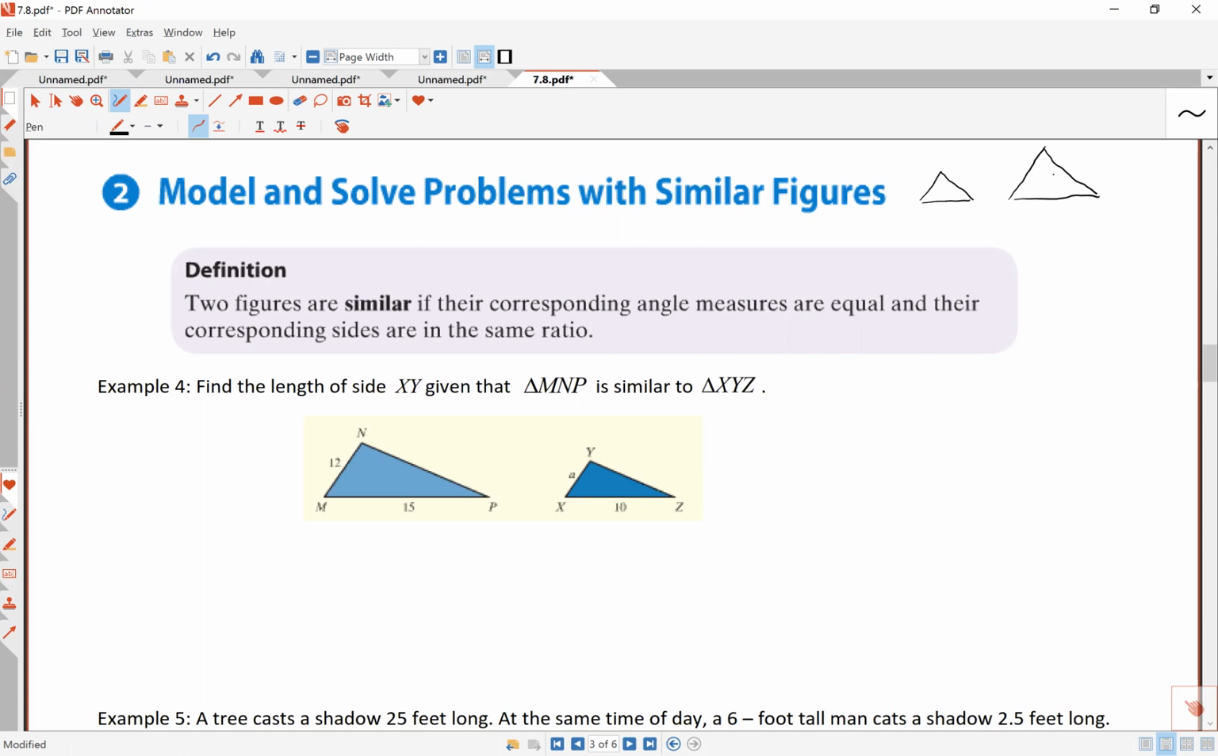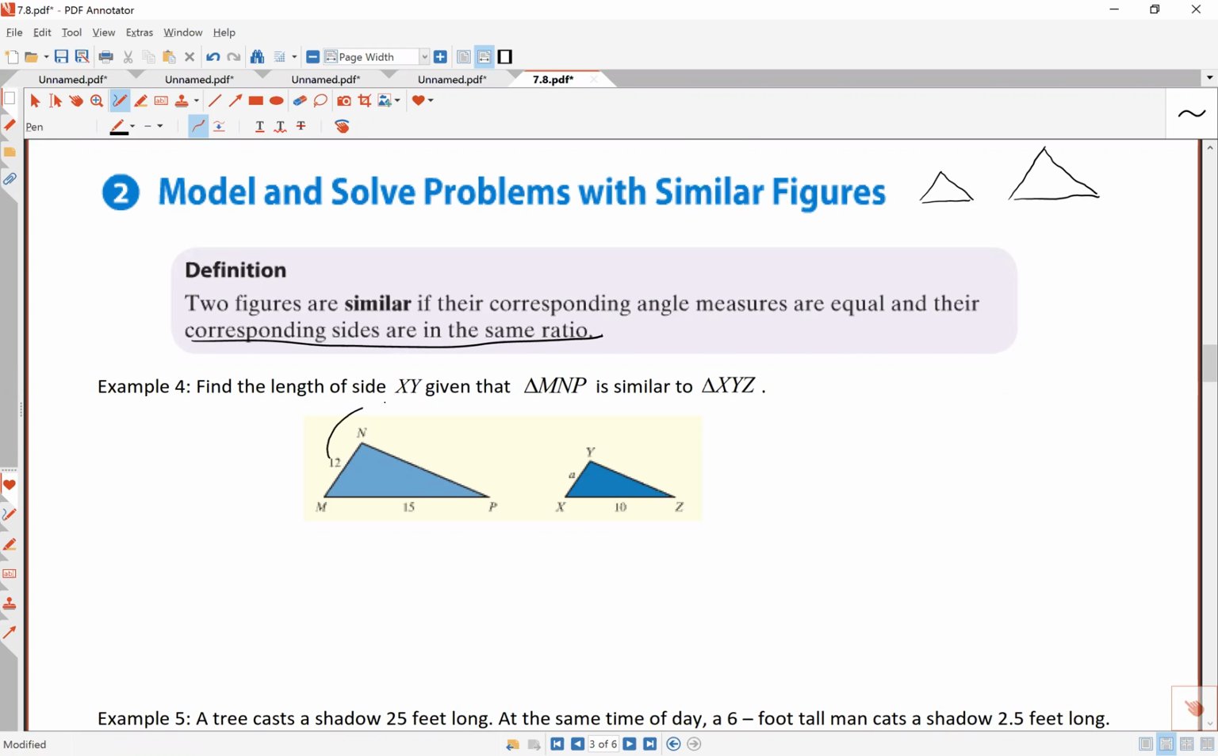So for example, we have a triangle whose side length MN is 12 and side length MP is 15. The smaller version of it, XY, has an unknown length A and XZ has length 10. We can see that triangle XYZ is smaller than triangle MNP. We will use the fact that the corresponding sides are in the same ratio.